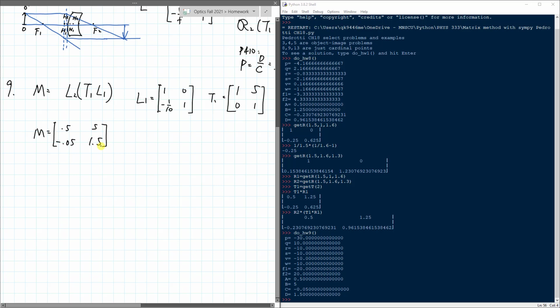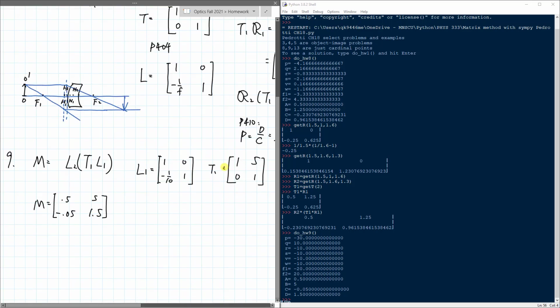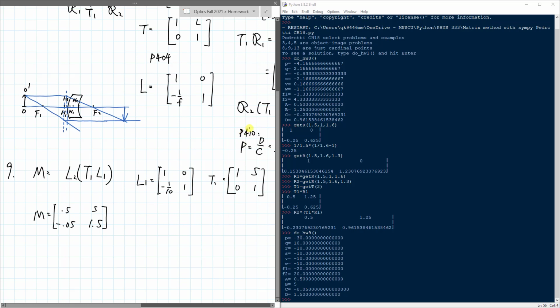And then to calculate P, Q, R, S, V, W, you go for the same set of equations on page 410. I'll calculate a couple of them. So P is equal to D over C, so that's negative 1.5 over 0.05. So negative 30, I think.